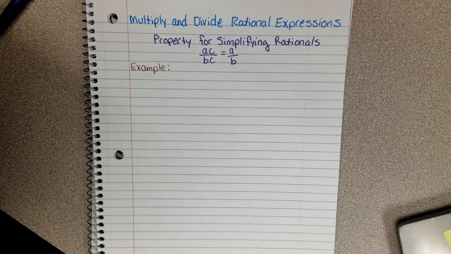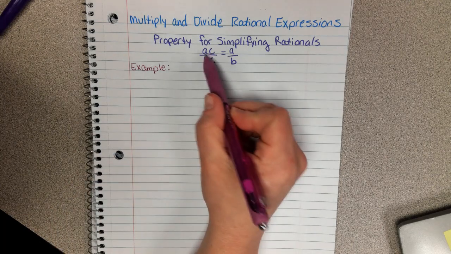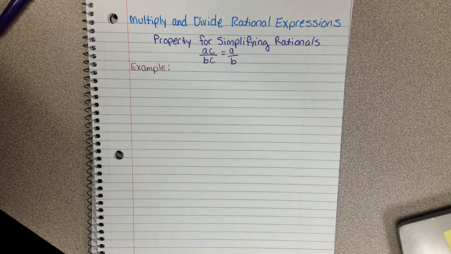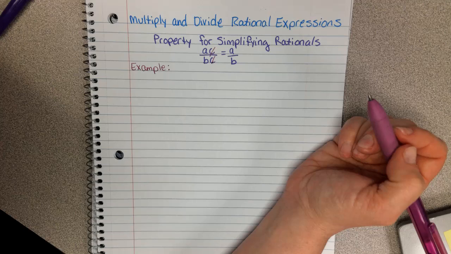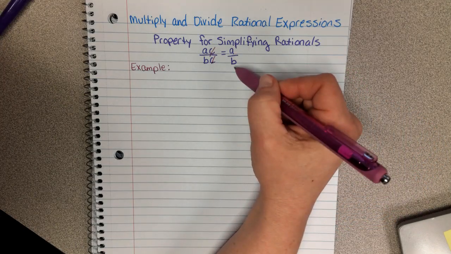So we're going to multiply and divide rational expressions. To do that, you do have to be able to simplify a rational. So the property we're simplifying is that I have a times c, right? If that is divided by b times c, then the c's will simplify to 1, and I have a over b.